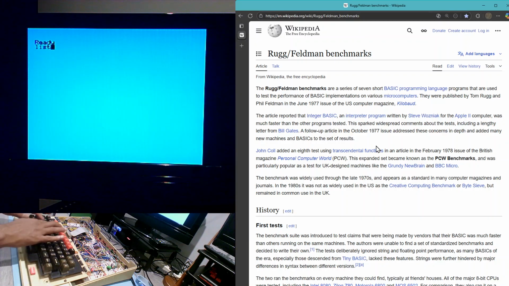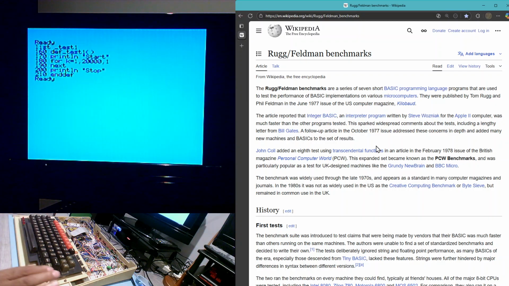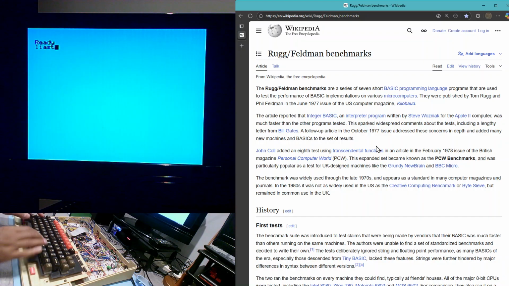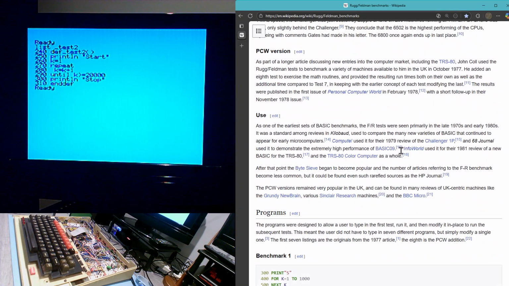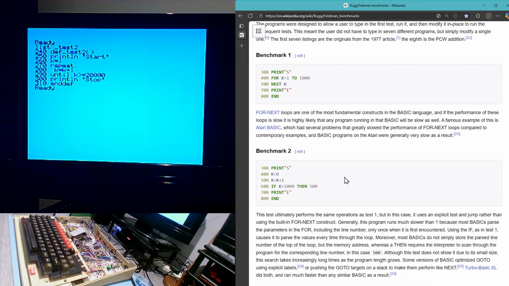So let's just go through the tests, shall we? As you saw, test one is a simple for next loop. Let's look at test two, because oh god, let's look at test two, because test two is, you can see here, a repeat until loop, and that is not what the Rugg-Feldman tests specified. So test 2 is adding 1 to k 1,000 times, and if k is less than 1,000, then it keeps going back to line 500.